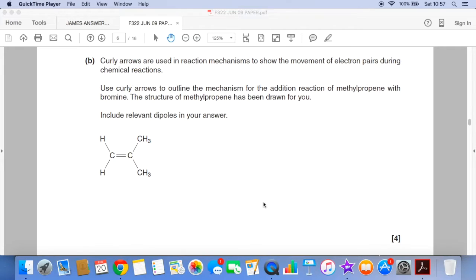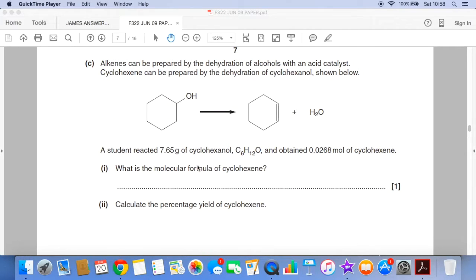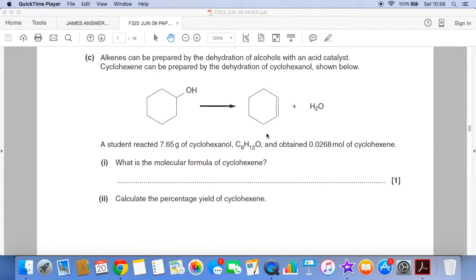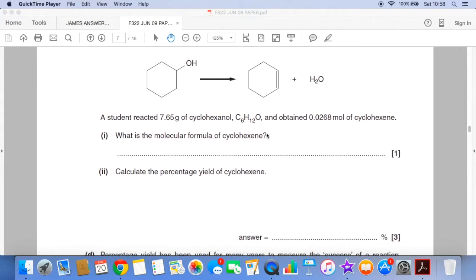And then the next part of the question, we have to complete the reaction mechanism for the electrophilic addition reaction of methyl propene with bromine. And don't forget your dipoles. Next part of the question, we have to calculate the molecular formula for cyclohexene. That's this one here. And then we have to do a percentage yield calculation.